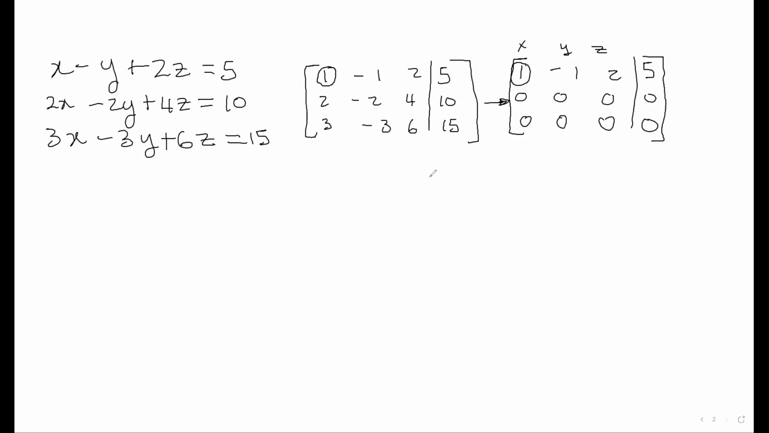Yes, so now we bring back the x's. It's going to be x minus y plus 2z is equal to 5. So x is equal to 5 plus y plus 2z. So basically x is in terms of the other variables.